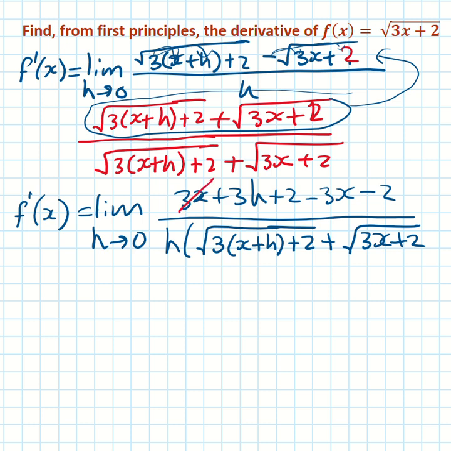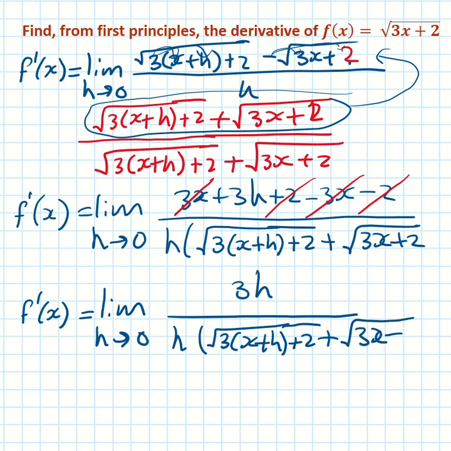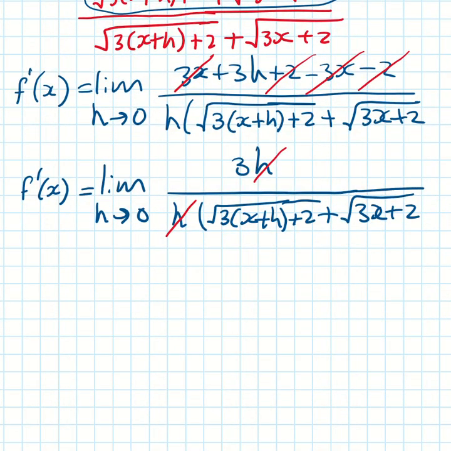Now we can simplify. 3x will go with the minus 3x, and the 2 will go with the minus 2. What we're left with is f dash x equals the limit as h approaches 0 of, in the numerator, 3h, and there's h here, over the square root of 3(x plus h) plus 2, plus the square root of 3x plus 2. Now we can get rid of the h's.